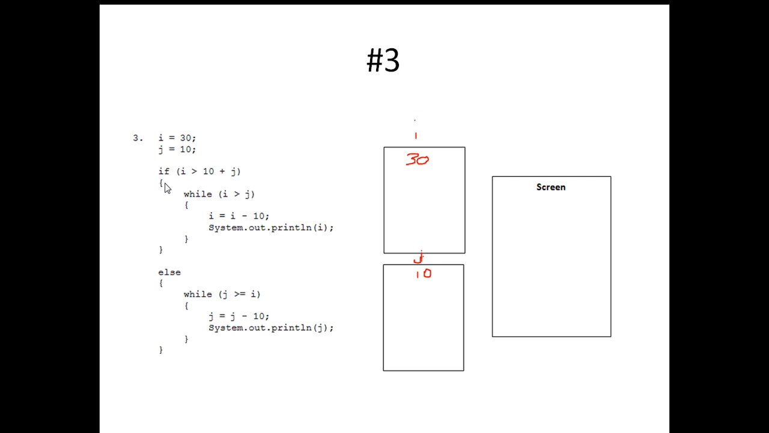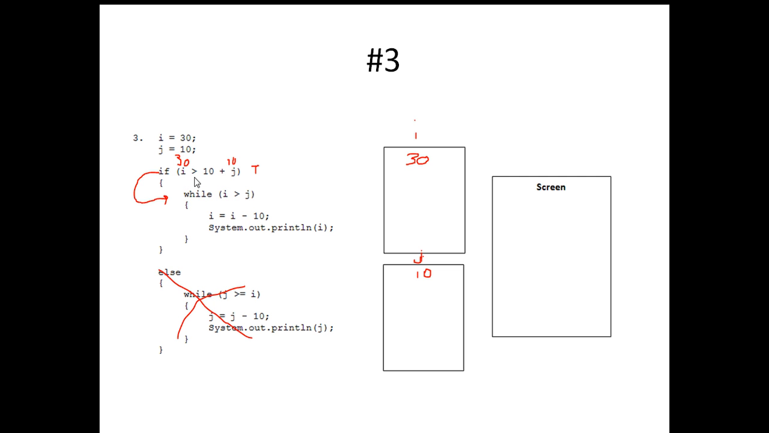We're going to go to an if statement. The if statement is asking, is I, which is 30, according to the memory location, greater than whatever 10 plus j is? So it's asking, is 30 greater than 20? Which it is. So true tells us in an if statement to jump into the if clause portion, which means we're not going to do the else. We're only doing one or the other.